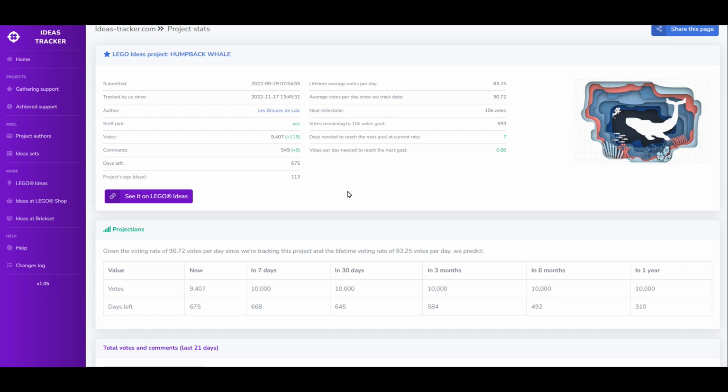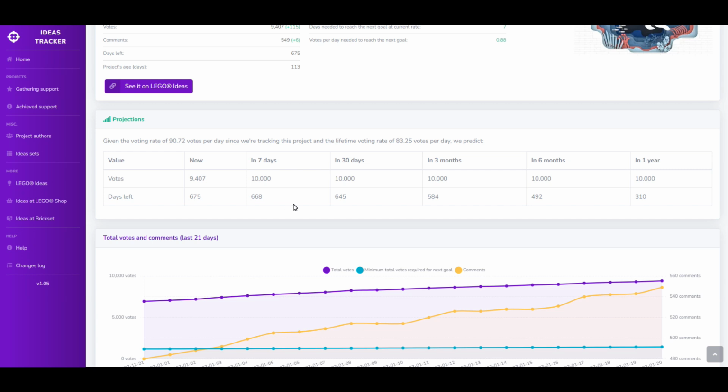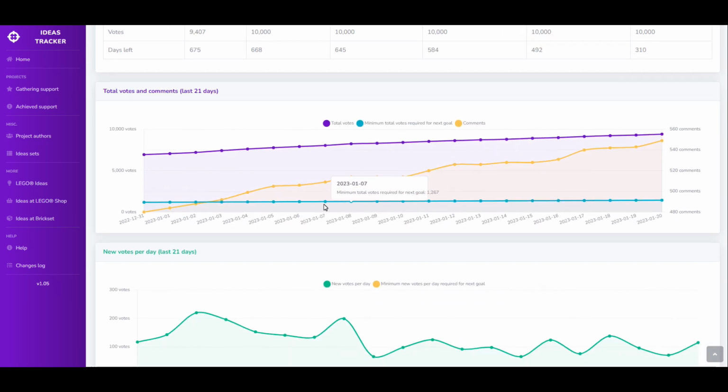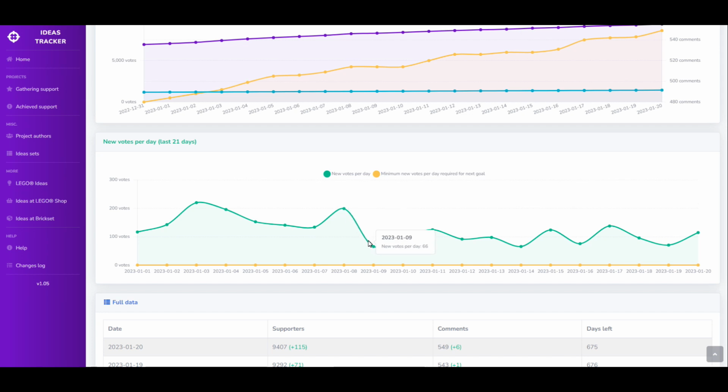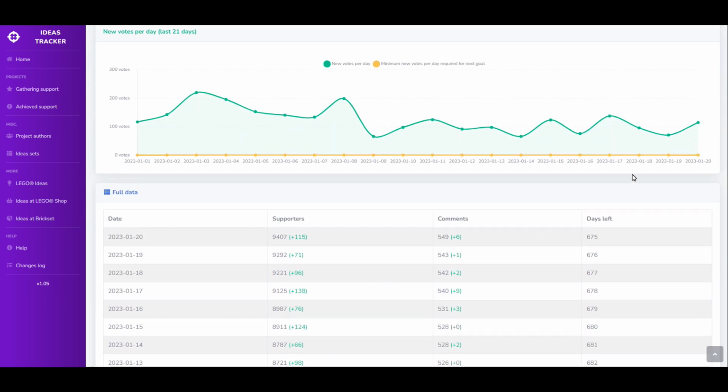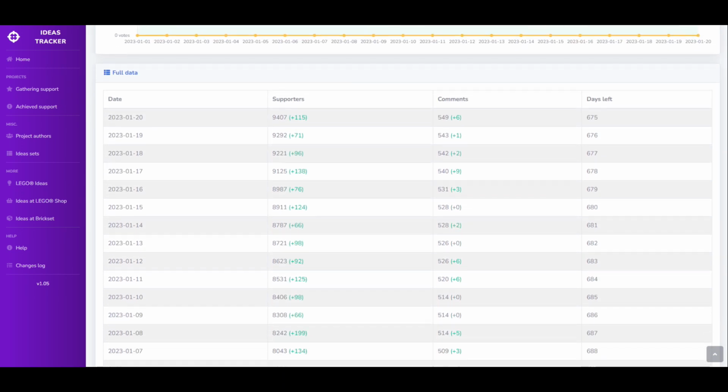This includes a graph of support growth against the minimum average number of votes required to hit the next milestone, and the changes in number of comments, which can sometimes be negative when comments are removed. There's also a graph of new votes per day against the required daily minimum, which can be of crucial importance, and a full list of day-by-day changes. Oh, and you can save any graph as an image for your own use.